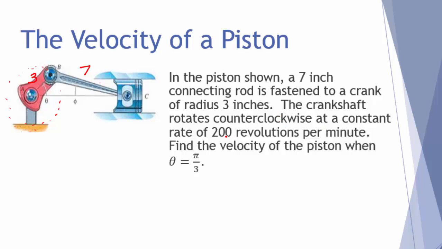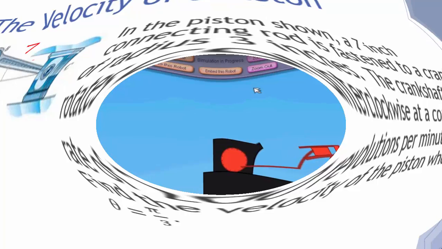This crankshaft rotates counterclockwise at a constant rate of 200 revolutions per minute. We are going to find the velocity of that piston when theta equals pi over 3. Let's take a look at a video of how a piston works, just so we have an idea of what's going on in this problem.